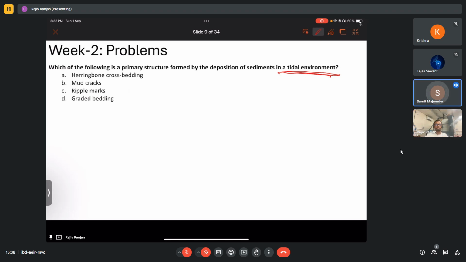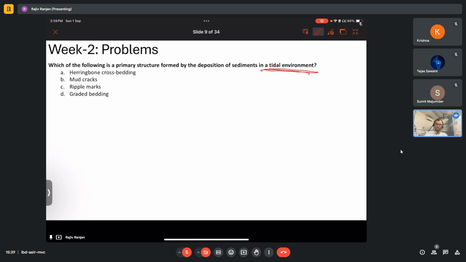If that is wrong, then it should be herringbone crossbedding. Very correct. So I will just correct one thing in the last question. That is why I'm thinking that you are saying this is ripple marks. So I will just make a small correction in the last question.